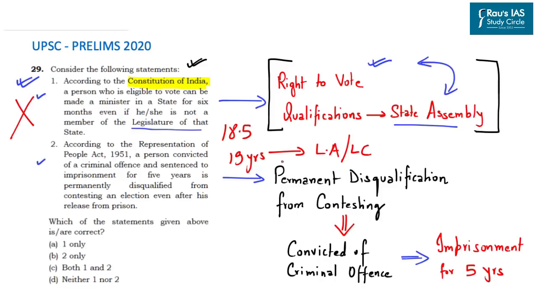Now, it mentions permanent disqualification from contesting elections if a person is convicted of a criminal offense for which imprisonment is 5 years. So the statement reads, according to the Representation of People Act 1951, a person convicted of a criminal offense and sentenced to imprisonment for 5 years is permanently disqualified. So the term to be highlighted here is permanent disqualification from contesting elections, even after his release from prison. So again, we need to be aware of the provisions of the Representation of People Act in this particular scenario.